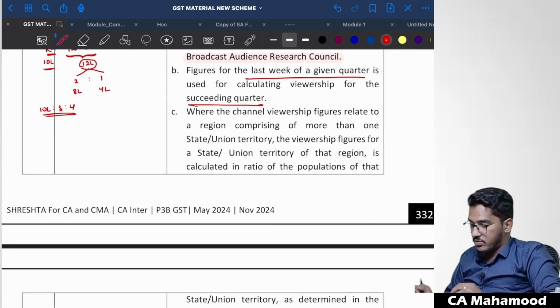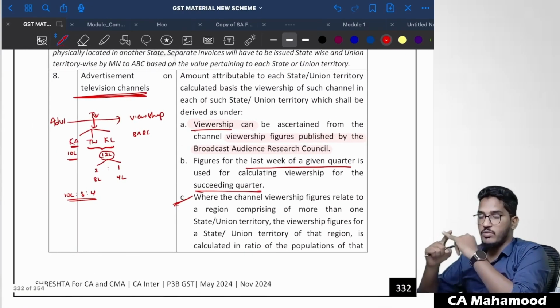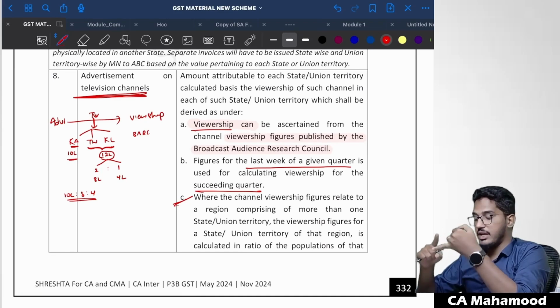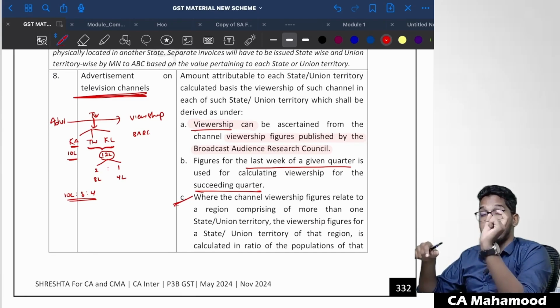Clear everybody? That's what they try to say here in the C point. So three things in case of advertisement run on television channels. Number one, viewership. On the basis of viewership, you have to divide. Viewership where you can get BARC. Which viewership data we have to use? For the current quarter, we have to go to the previous quarter, last week. That figures we have to use for the entire current quarter.